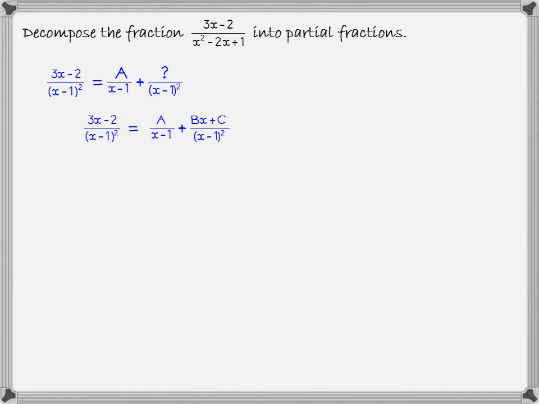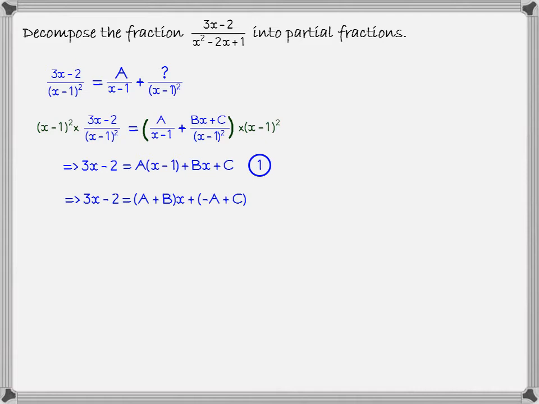If I now multiply this equation on both sides by the LCD, x minus 1 squared, and simplify, the left-hand side is 3x minus 2 and the right-hand side is a(x minus 1) plus bx plus c. If I simplify the right-hand side of equation 1 and regroup the terms, it will give me that 3x minus 2 is equal to (a plus b)x plus (negative a plus c). Comparing the coefficients of x, I see that a plus b is equal to 3, and comparing the constants gives me that minus a plus c is equal to negative 2.